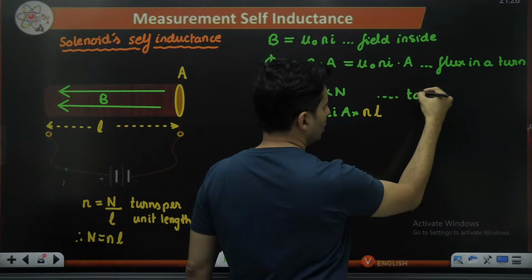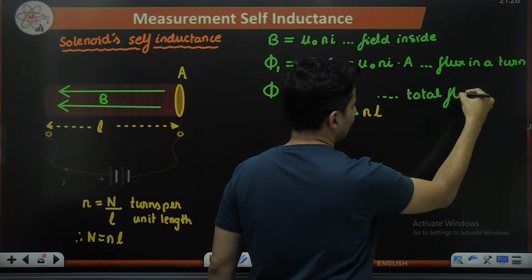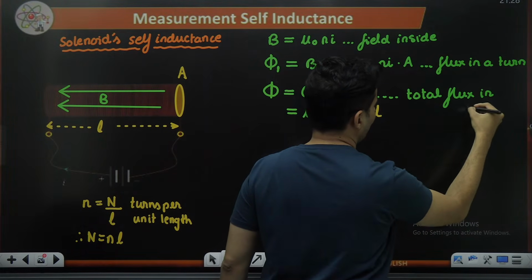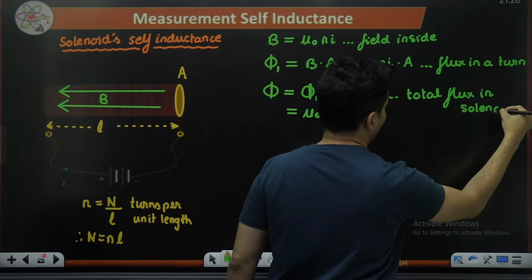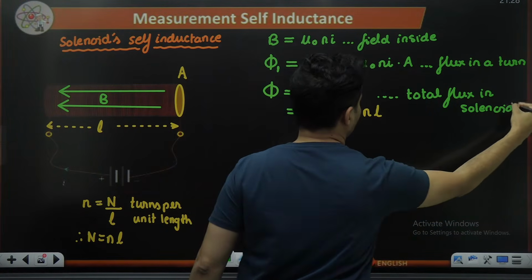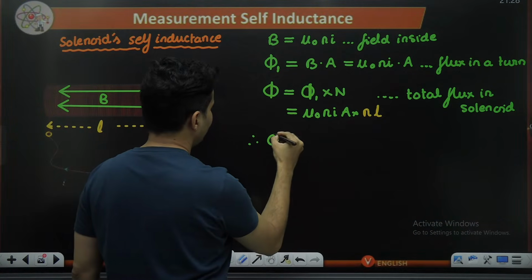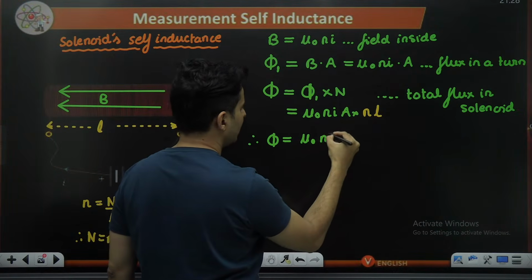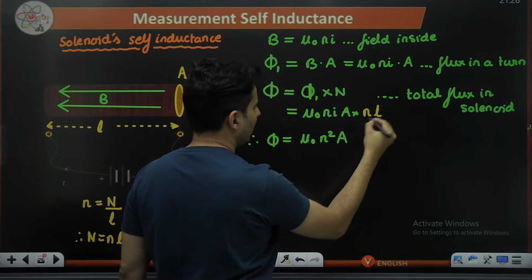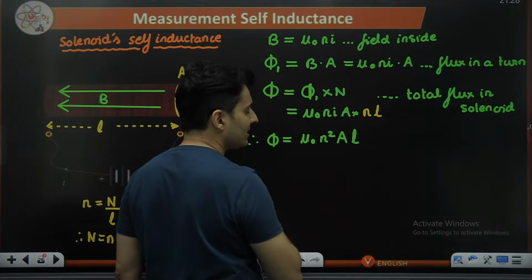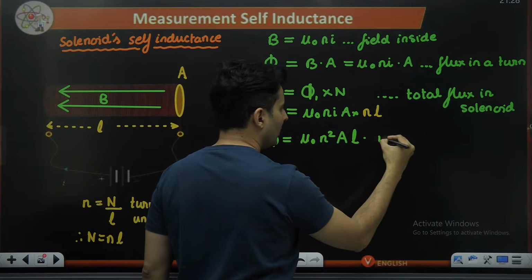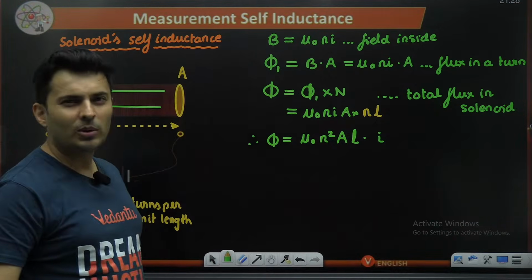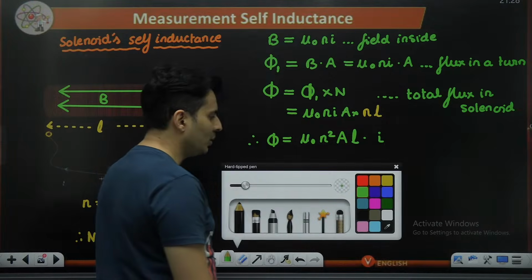This is the total flux in the solenoid. Okay, perfect. So therefore, flux will be equal to mu naught into n into n, which is n square, A is also there, L is also there. I think I missed out on I, deliberately. I'll put I over here. Why did I do that?